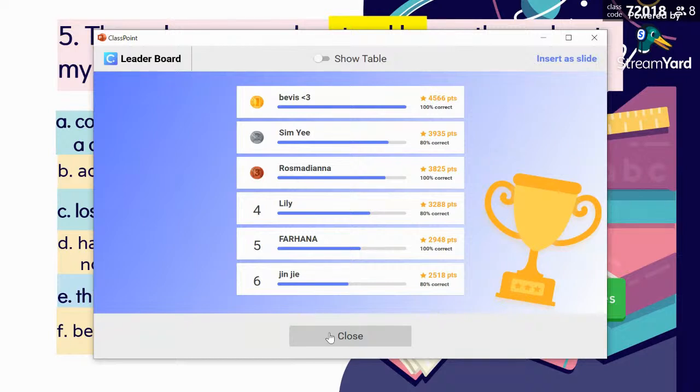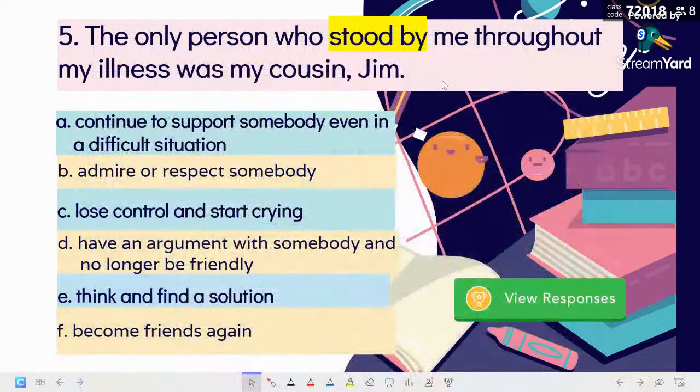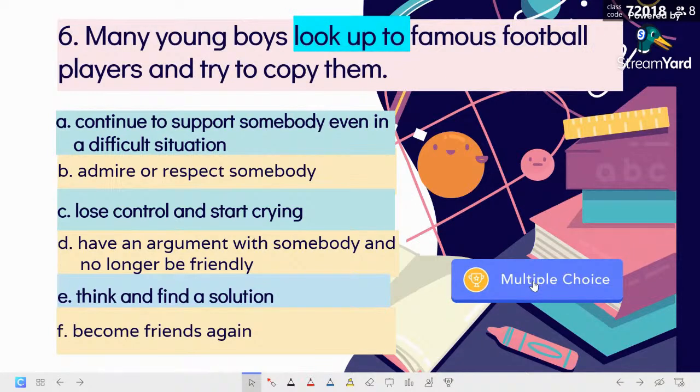Stood by me means gave you the support. Okay, Bevis is leading. Simi second. Rasma Diana third. Still the same, Lily, Fahana, Ginjet. Okay, I wanted to see who's the other two. Okay. All right, so the answer, continue to support somebody even in a difficult situation. Then only you will say stood by me. Okay, next.